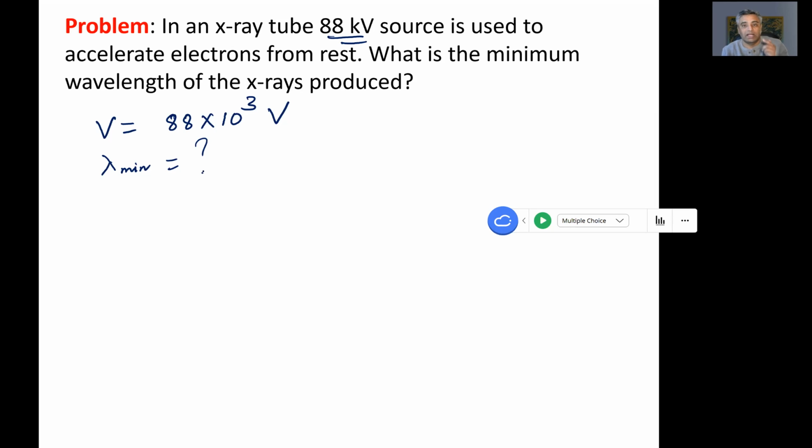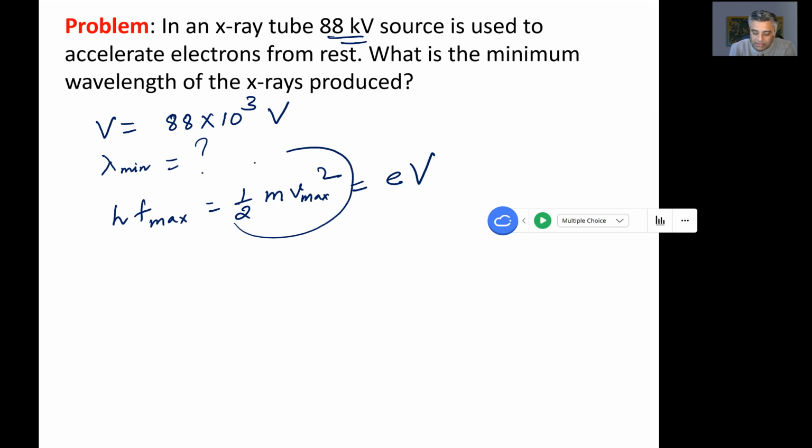So what happens? Lambda minimum means frequency maximum. Frequency maximum comes from the maximum speed of the electron, and the maximum speed of the electron comes from the voltage. So that means we can write something like this: h f max is half m v max squared, and that depends on e times V.